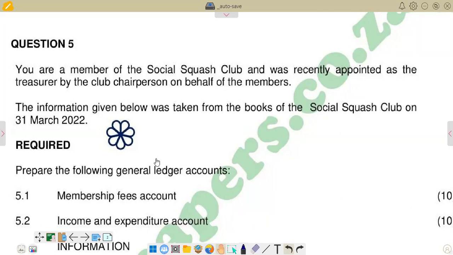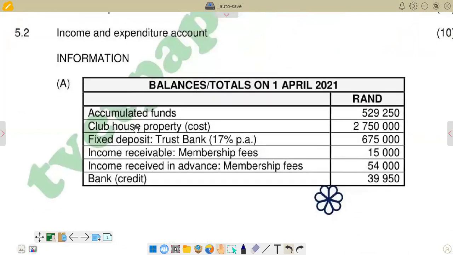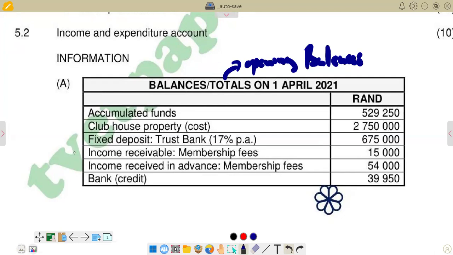So our question progresses as we have our information part, whereby we have balances or totals on 1 April 2021. Basically these are the opening balances, which you have to take note of. Remember, we've got accumulated funds balance, clubhouse property balance, fixed deposit balance, income receivable, income received in advance, and then bank. These are the balances that you are going to start with in the membership fees account. So you should know where to place your income receivable and where to place your income received in advance, which we are going to illustrate in this video.